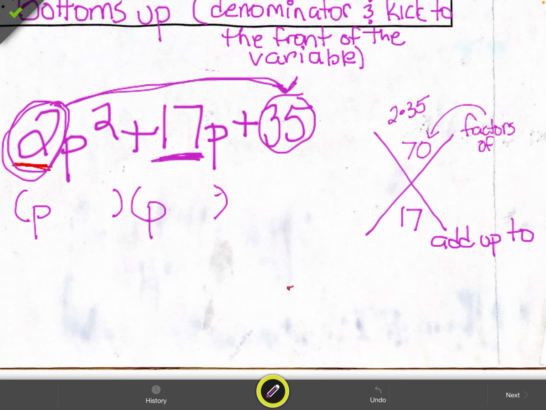That gives me 70. And then we set up our X puzzle. There's the 70, and then what's B, or what's in front of your single variable, 17. So we're looking for factors of 70 that add up to 17. So this part is just like what we did yesterday.